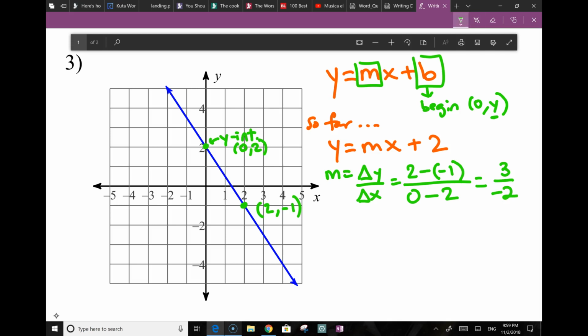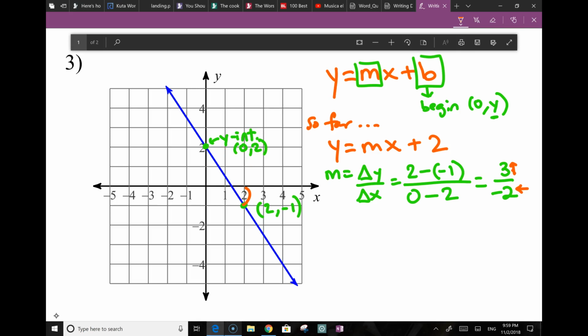Just to give you a clear sense of what this means, to go from one point to the next, you would have to go, pardon me, this should be up. You would go up 3 units, and then 2 units to the left. So in other words, 1, 2, 3, and then 1, 2 to the left.